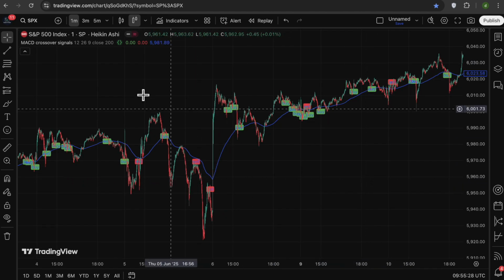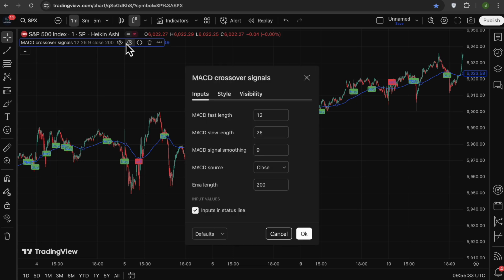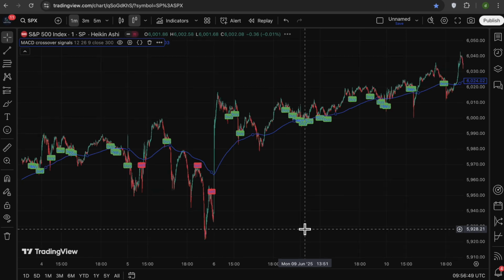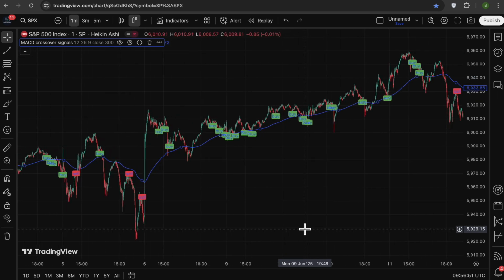Now you can go to the settings of this indicator and change the inputs that we provided for the indicator. So you can change the fast length, the slow length, the MACD signal smoothing, the MACD source, or the EMA length. So for example, I can change the EMA length from 200 to 300. And now you can see the signals are modified. You can play around with different inputs of this indicator to match your trading strategy.